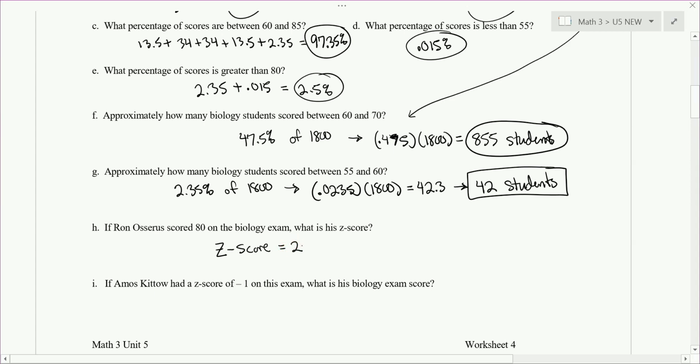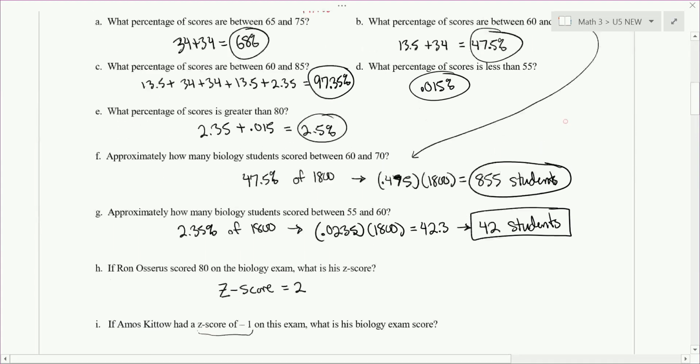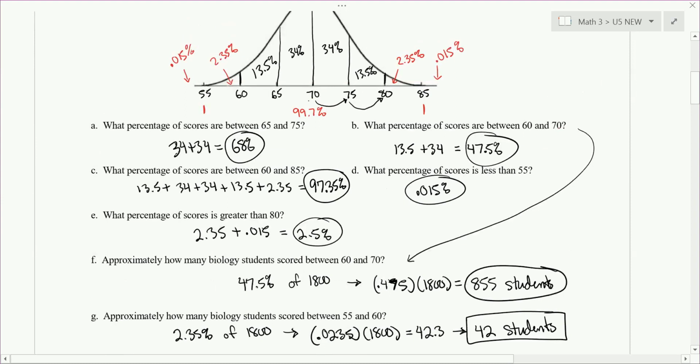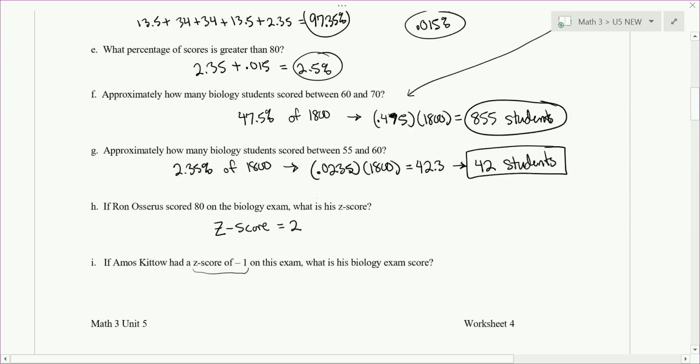If Amos had a z-score of -1 on this exam, what is his biology exam score? So a z-score of -1 means you've moved 1 standard deviation to the left of the mean. So if we look at our diagram, we move left 1 standard deviation from 70, we're at 65, and so that's telling us that he'd get a 65% on his exam.